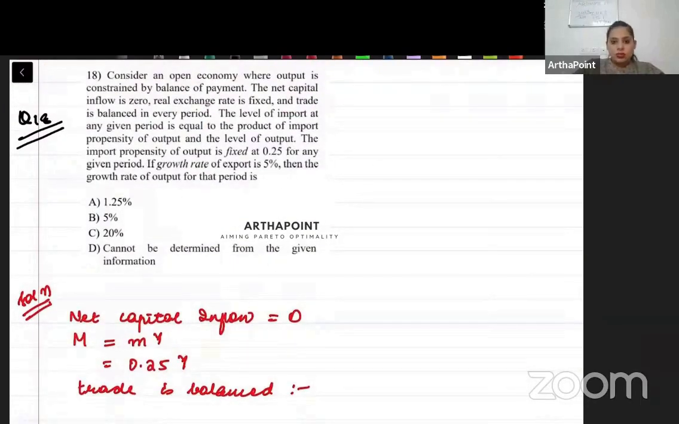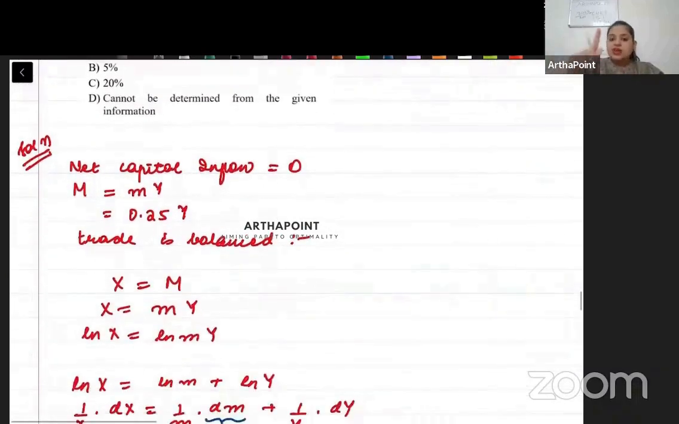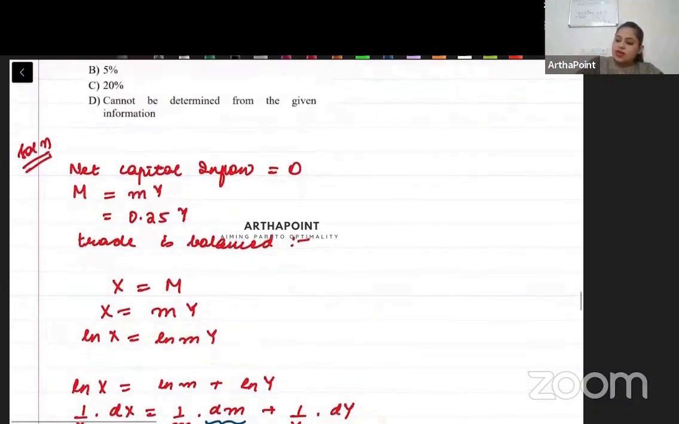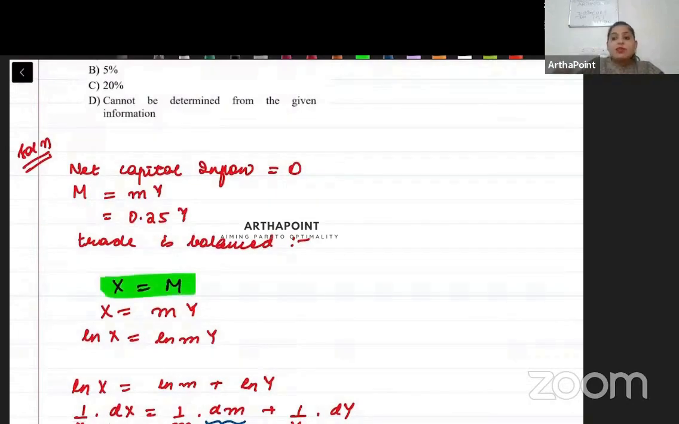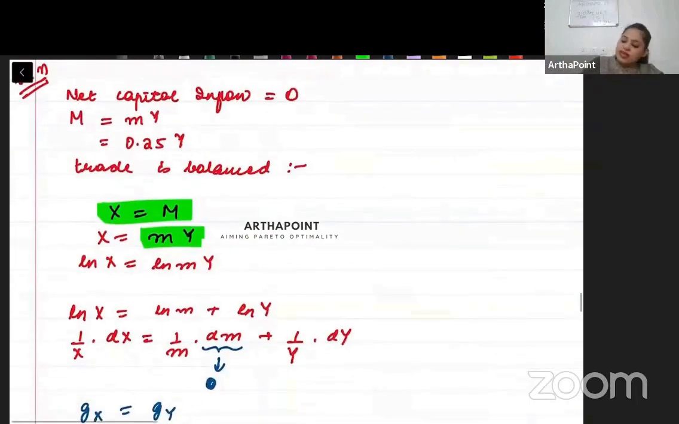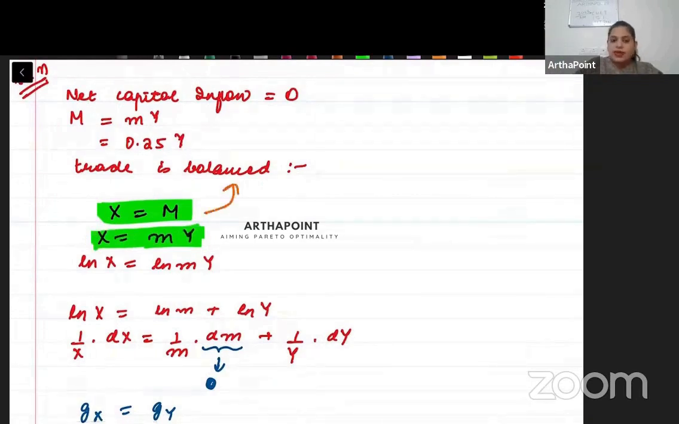Consider an open economy where output is constrained by balance of payment. The net capital inflow is 0, real exchange rate is fixed, and trade is balanced. This is important. It is saying trade is balanced, which means export and import are equal to each other. And now it is saying import is marginal propensity to import into income. So import is nothing but small m into y. So I will get export is equal to my. Why am I equating the two? Because trade is balanced, right?